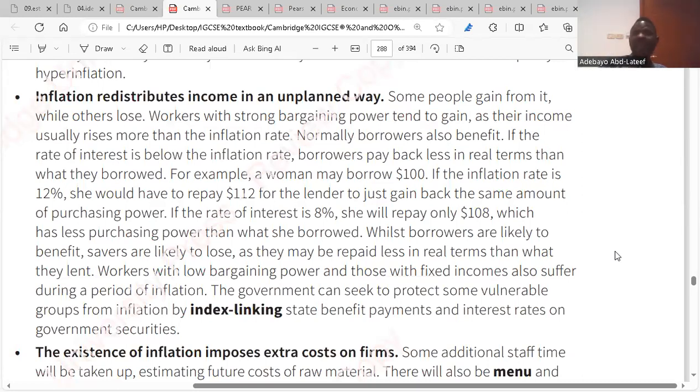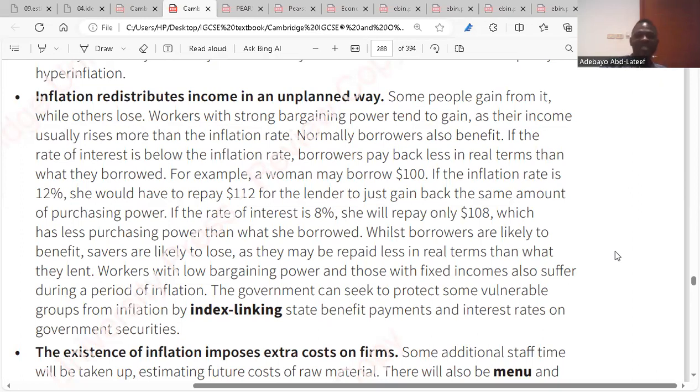Borrowers that have borrowed money from people will be paying back less in real value than what the money was worth. Let's say the interest rate is falling. If I have borrowed $100 from you, when $100 could buy a phone, now I'm returning $100 to you when it cannot even buy a battery. So lenders are worst off. Borrowers are best off.